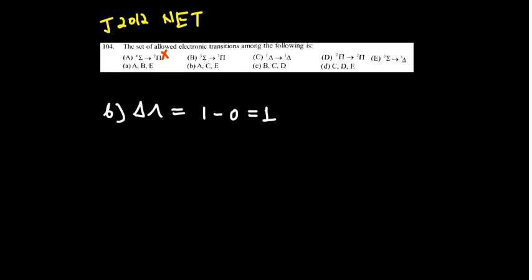Okay, and this is allowed. Delta lambda equals plus or minus 1 is allowed, so it looks like your B is allowed, so you can mark this correct.